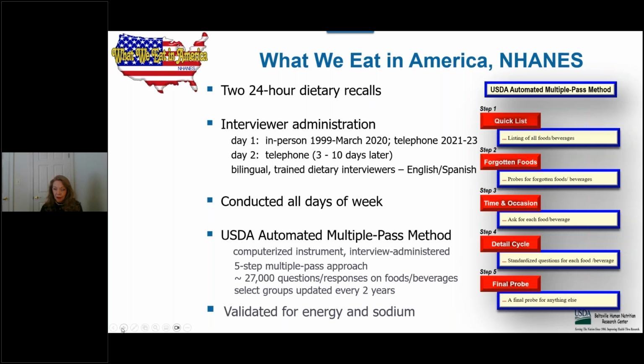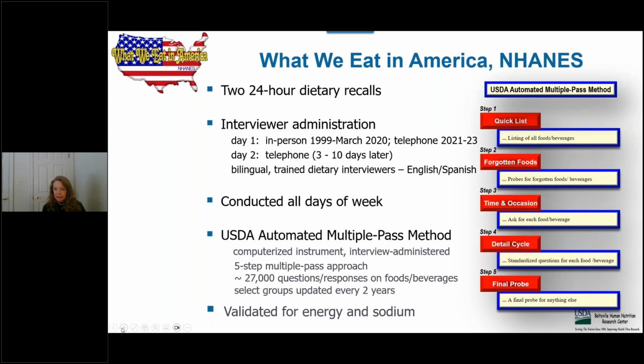Then NHANES was paused because of COVID. It restarted again late in 2021 with collection for both days, day one and day two, by telephone. The telephone for day one now is done, and about 3 to 10 days later, we have telephone for day two as well. The next NHANES is scheduled to begin in 2025. And again, both of the days of recall will be done by telephone.